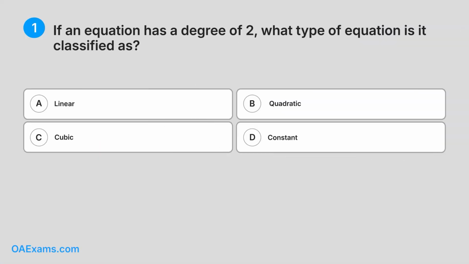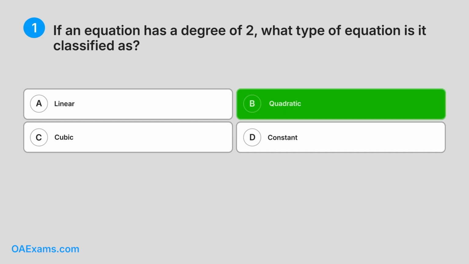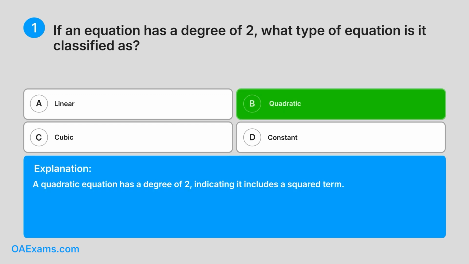1. If an equation has a degree of 2, what type of equation is it classified as? A. Linear, B. Quadratic, C. Cubic, D. Constant. Can you guess the answer? Correct answer. B. Quadratic. Explanation. A quadratic equation has a degree of 2, indicating it includes a squared term.